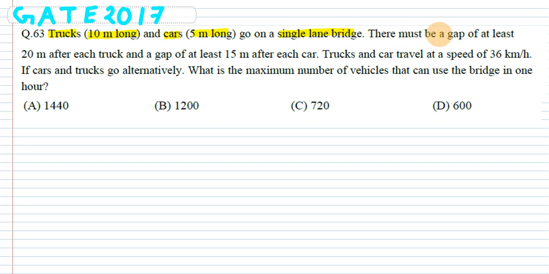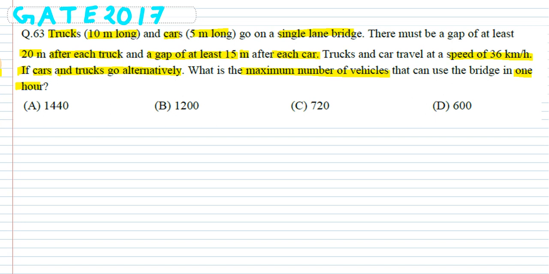There must be a gap of at least 20 meter after each truck, and a gap of at least 15 meter after each car. The truck and car travel at a speed of 36 km per hour. If cars and trucks are going alternatively, what is the maximum number of vehicles that can use the bridge in 1 hour? So they have asked for 1 hour.